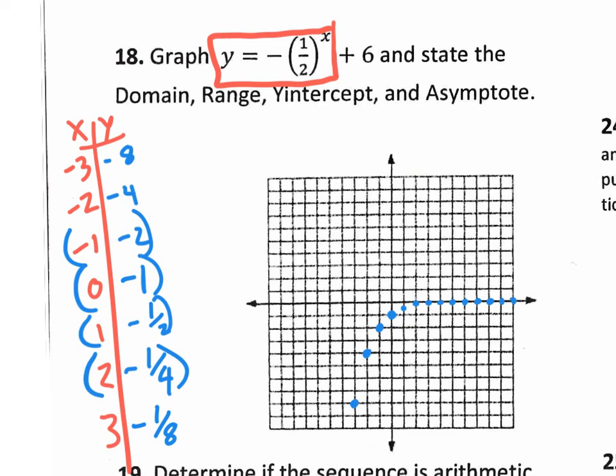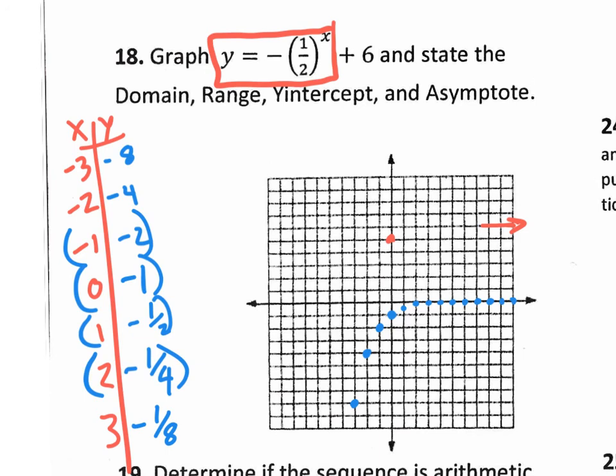All you need to do is shift it according to your k value, +6. So this asymptote that used to be at y = 0 is now going to be at y = 6. 1, 2, 3, 4, 5, 6 right here. And you got to take all these coordinates. This one that was at the 0, -1, move it 6 units up. 1, 2, 3, 4, 5, 6.